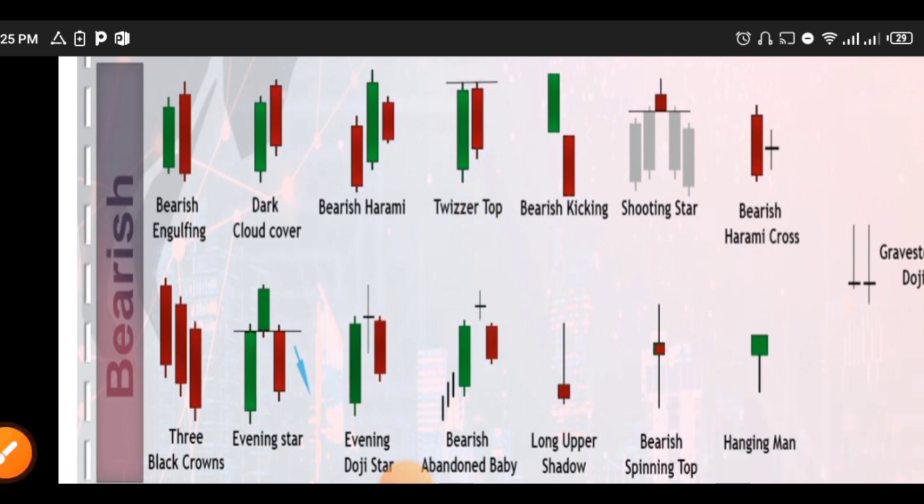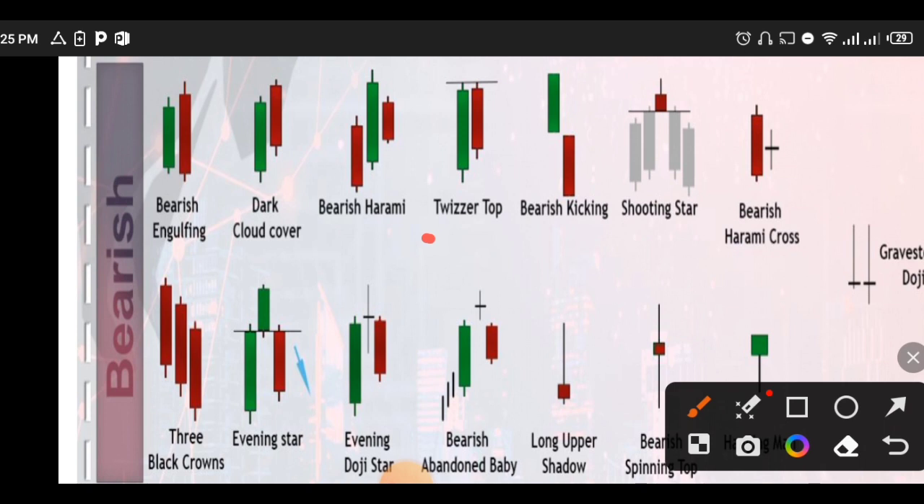So we have tweezer top, bearish kicking, and shooting star. You are going to be selling. You are going to have the red candle with indecision on it, that is a little body, then a wick, then the next candle might be bearish or bullish, any color, but the next candle is going to give you the pattern to sell. Then we have the bearish harami cross. You can use this pattern to sell.